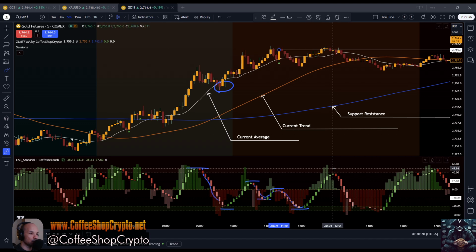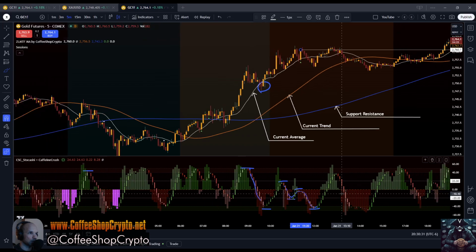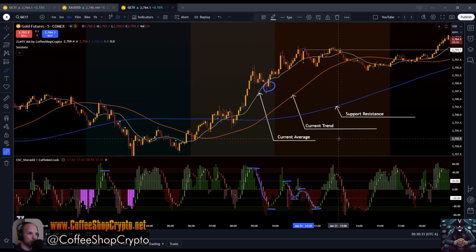I get a break below. I'm still light green, but I get dark red on the way down. So that means you could start looking for short positions from this point.